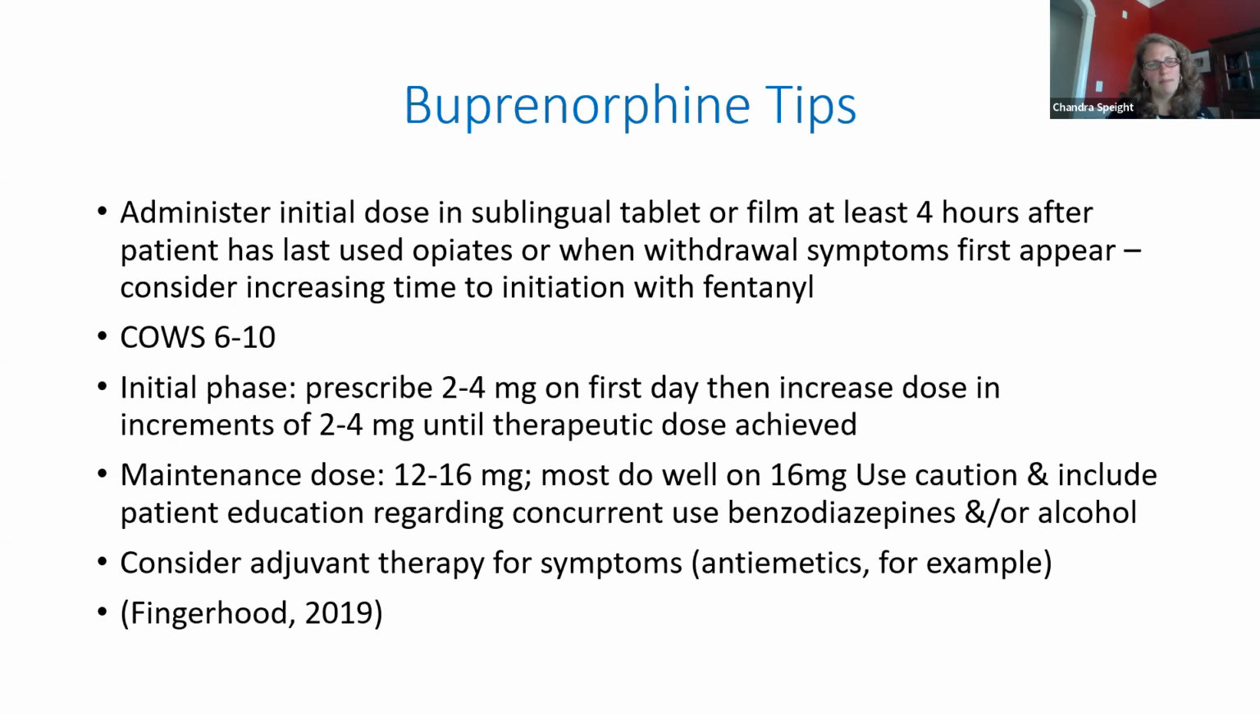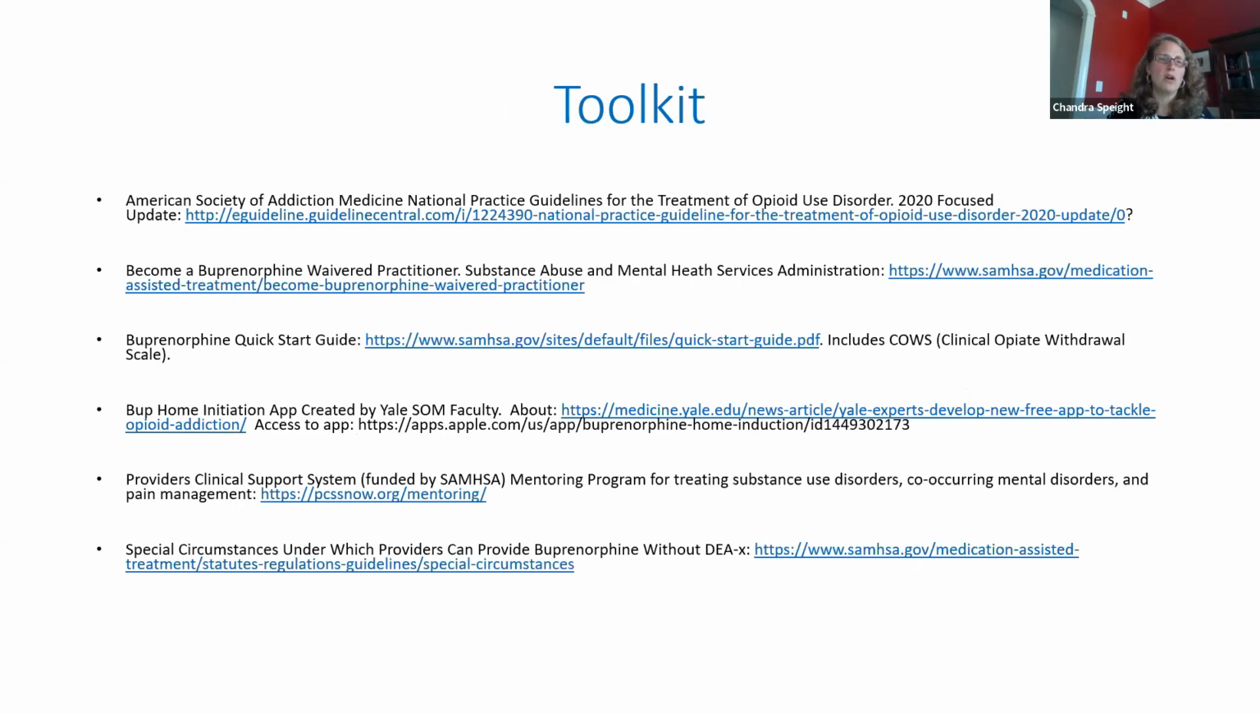You can read over some of those. You may have to prescribe some adjuvant therapies to help your patients with nausea. I want to talk just quickly about some of the toolkit things that I've included. Here are some practice guidelines. The second one tells you how to get an X waiver.